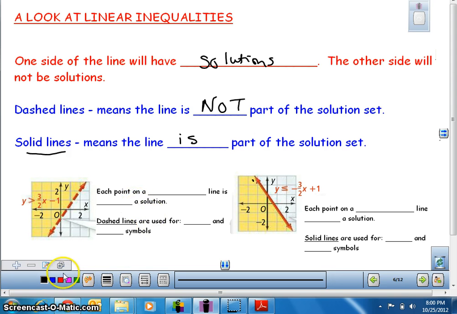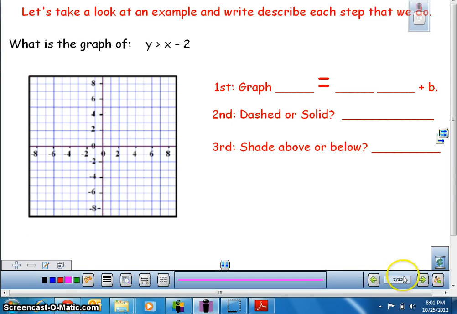So when we think about this next part down here, it says each point on, in this case, a dotted line, is not a solution. The dashed line is used for greater than and for less than. Each point on the solid line, because we have a solid line, is a solution. The solid line is used for greater or equal, less or equal. Make sure you have that in your notes.